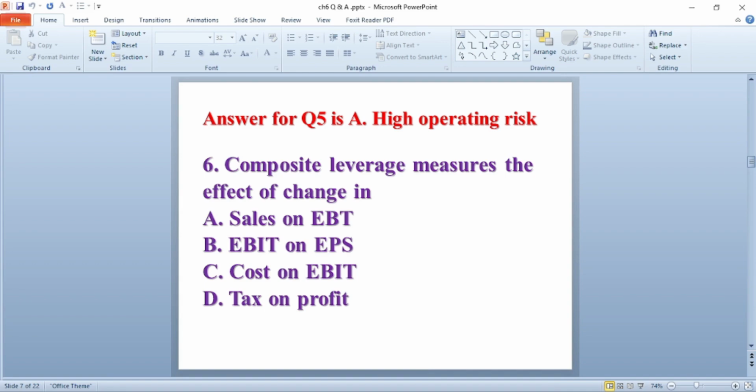Question number 6. Composite leverage measures the effect of change in dash. A, sales on earning before tax, B, earning before interest and tax or earning per share, C, cost or earning before interest and tax, D, tax on profit. The answer is A. Sales on earning before tax.